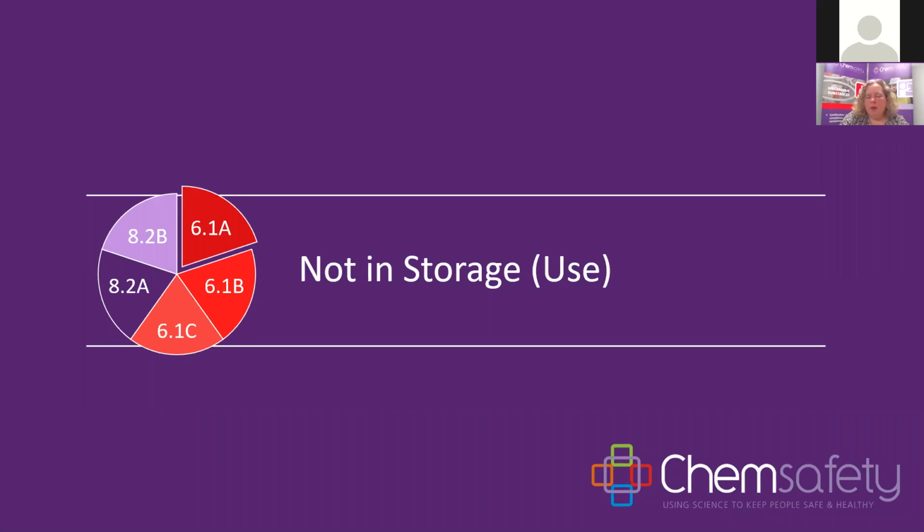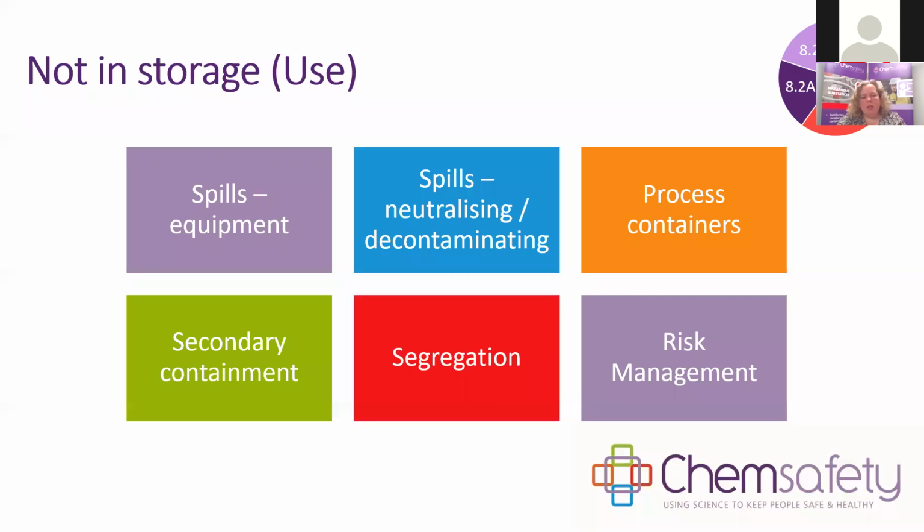So what are we going to do if we are not in storage or if we're using it? There aren't specific regulations that cover this situation. So we'd look at the requirements in general that fall outside of that section on storage. And so if we do that, we find that we need to make sure we've got our equipment and materials for dealing with spills, that if it's a process container, then you'd need to comply with all the requirements in Part 17, that we've got secondary containment, we've got segregation from incompatibles, and we're dealing with our risk management. And where we're using substances, that is where there is the chance for more hazards or risk to be introduced.